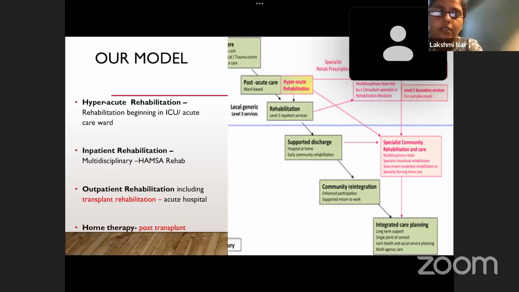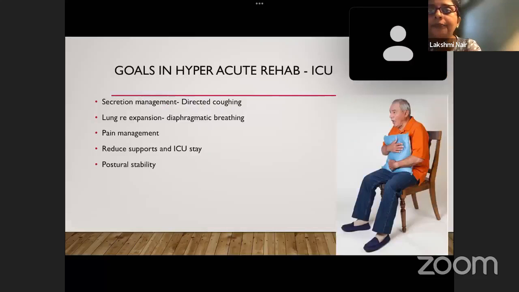Outpatient rehabilitation, mostly we do it for pre-rehabilitation, and post-transplant, if they are willing to come into our center, we do outpatient rehabilitation after discharge home. Home therapy is mostly preferred; we fail to convince most of our post-transplant patients to come back to our center. So mostly we send our physio home and do an intense program for 3 months. If they are willing to come in, we start using the equipment to train them.